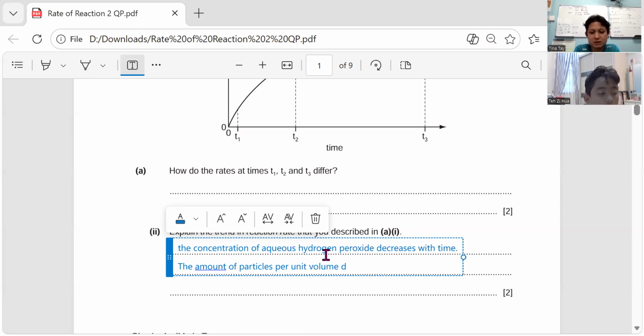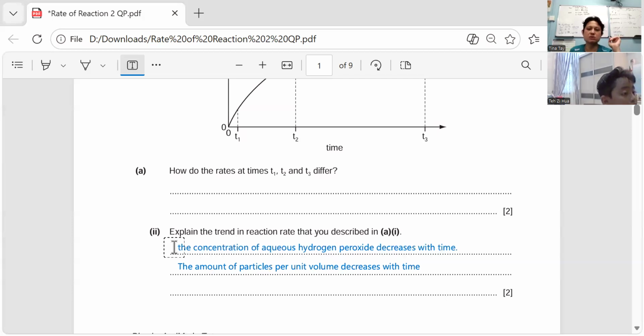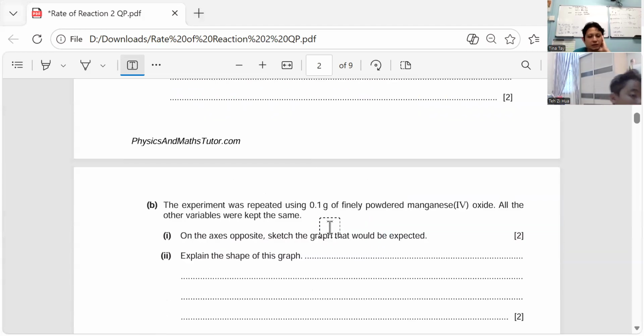Decreases with time. I was thinking of more per dm cube. I mean, technically correct, but this is like overall. The amount of particles per unit volume decreases with time. Okay, if you want to write, you can write less collision frequency also can. Get it? Okay. All right.